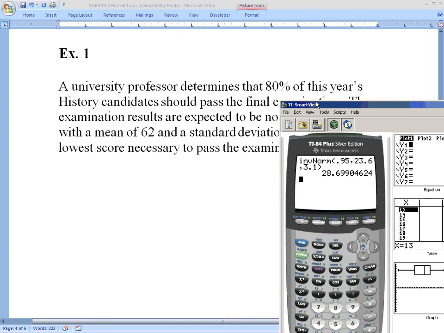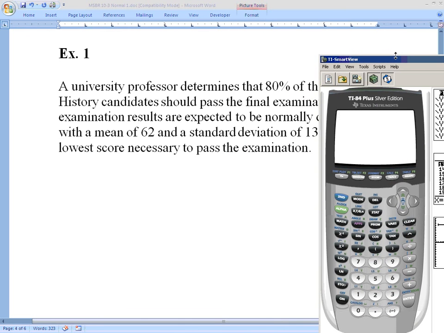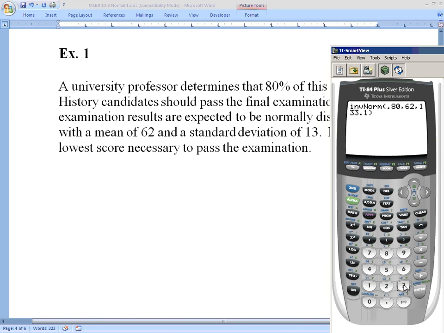So pull out my calculator again. Inverse norm once again. And really, if you press second enter, that always does the same keystroke you just did. It repeats it. So you can just change values here if you don't want to go through the menu. So we'd have 0.80 for our 80%, and then our mean was 62 and our standard deviation was 13. I had some extra stuff there, which I will delete. So percentage, 80%, 62, and 13.